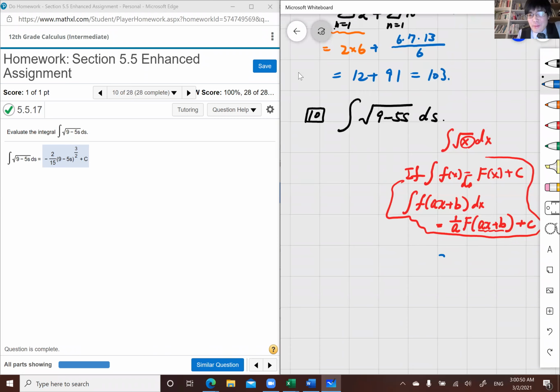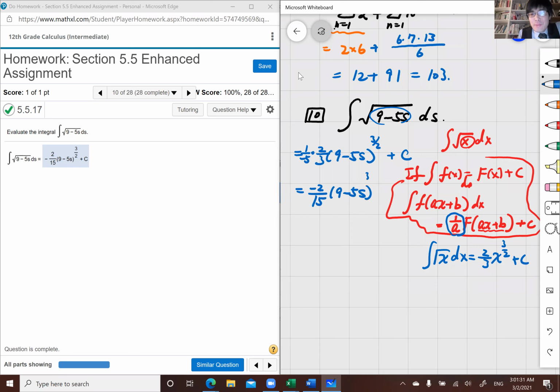So think about this. The integral of square root of x is x to the 3/2 times 2/3, plus c. That's the basics. If I apply this to the linear function here, it's going to be 3/2 and 2/3 plus c. And for the 1 over a, we have to divide by -5. So the answer is -2 over 15 times 9 minus 5s to the power of 3 over 2.